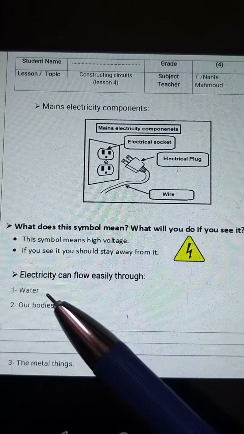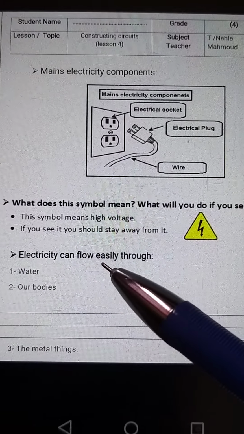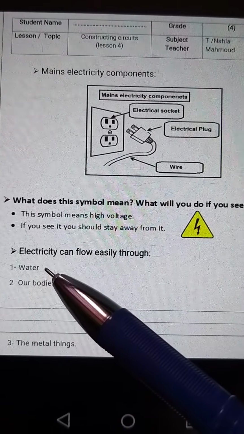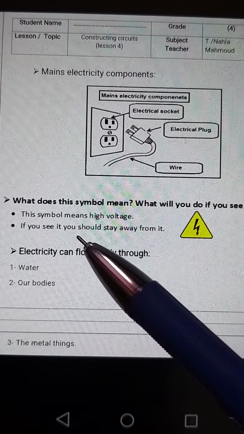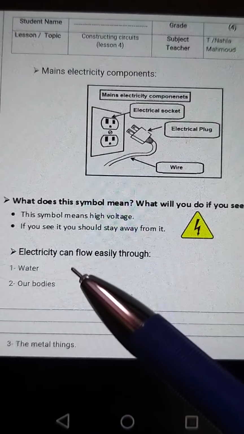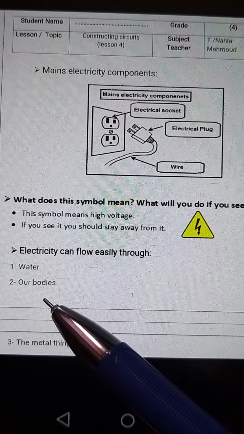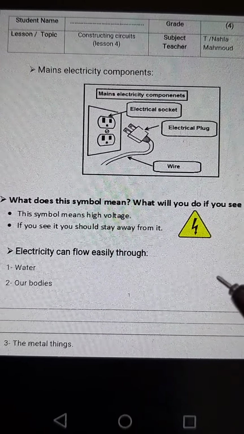Okay. Electricity can flow, can move easily. Through what? Through water, through our bodies, and through the metal things. Electricity can flow, can move easily through water and through us, through our bodies, and through the metal things.